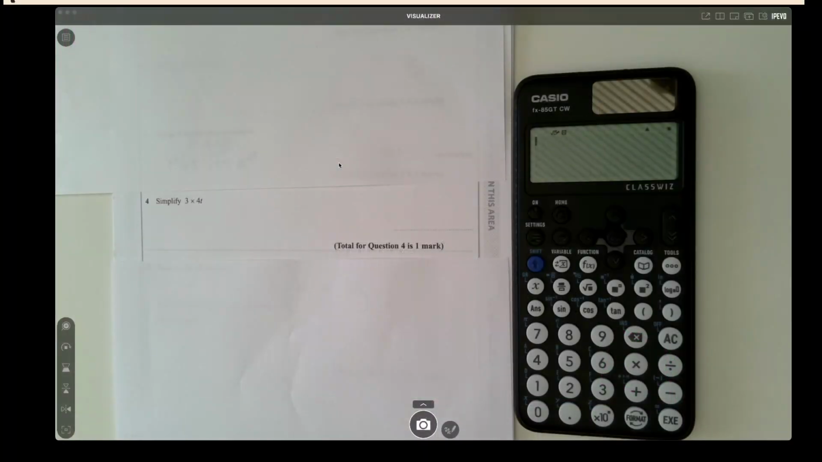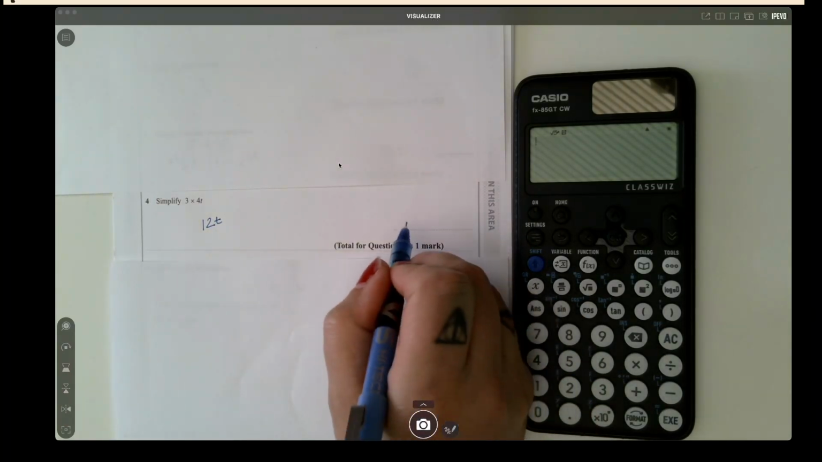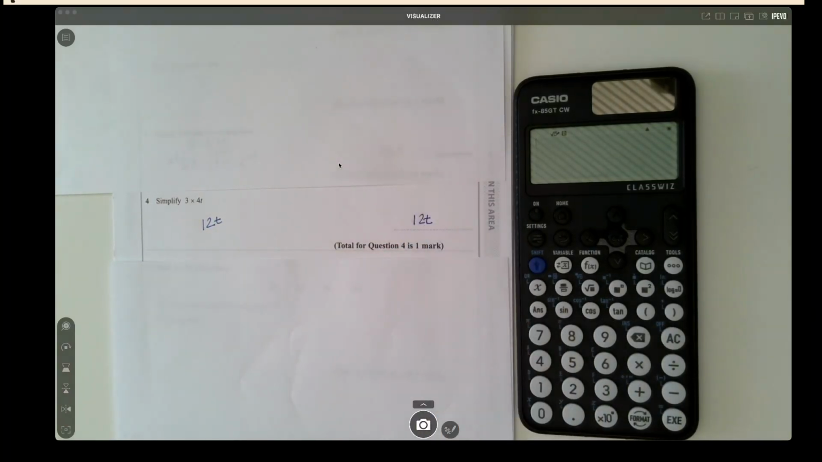Question 4. Simplify 3 multiplied by 40. Well, 3 multiplied by 4 is 12. It's just the t on the right hand side, so we're going to write our answer as 12t.